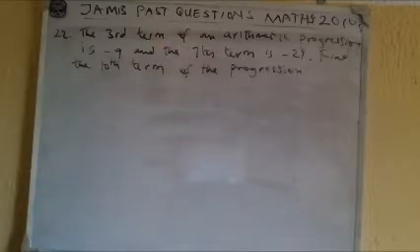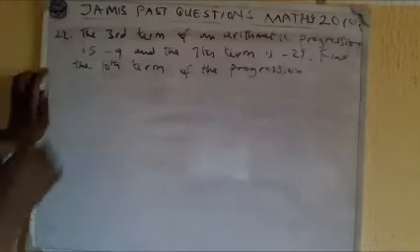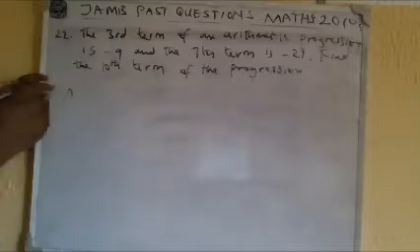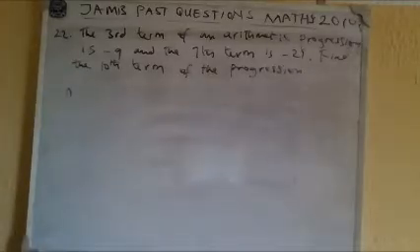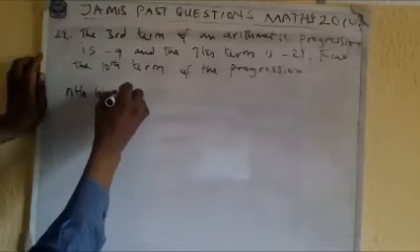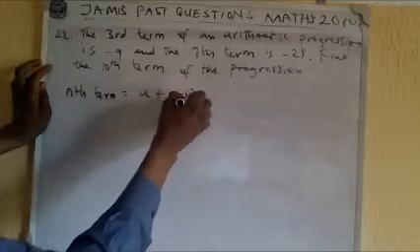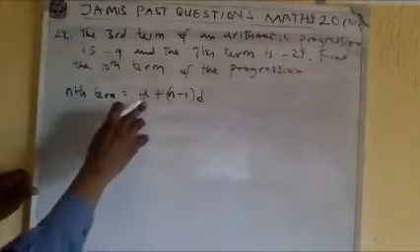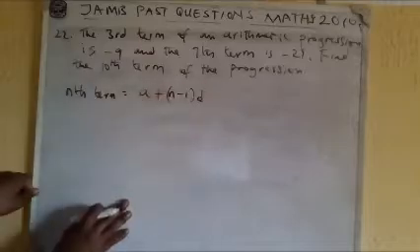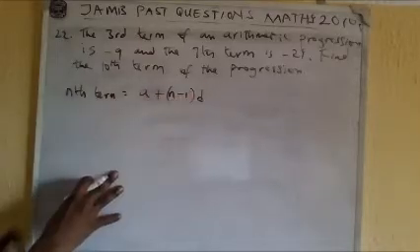All right. So the third term of an arithmetic progression is -9. So how do we get the nth term? Formula for the nth term of an arithmetic progression: the nth term of an AP is equal to a plus open bracket n minus 1 close bracket then d, where a is the first term, n is the number of terms, and d is the common difference.